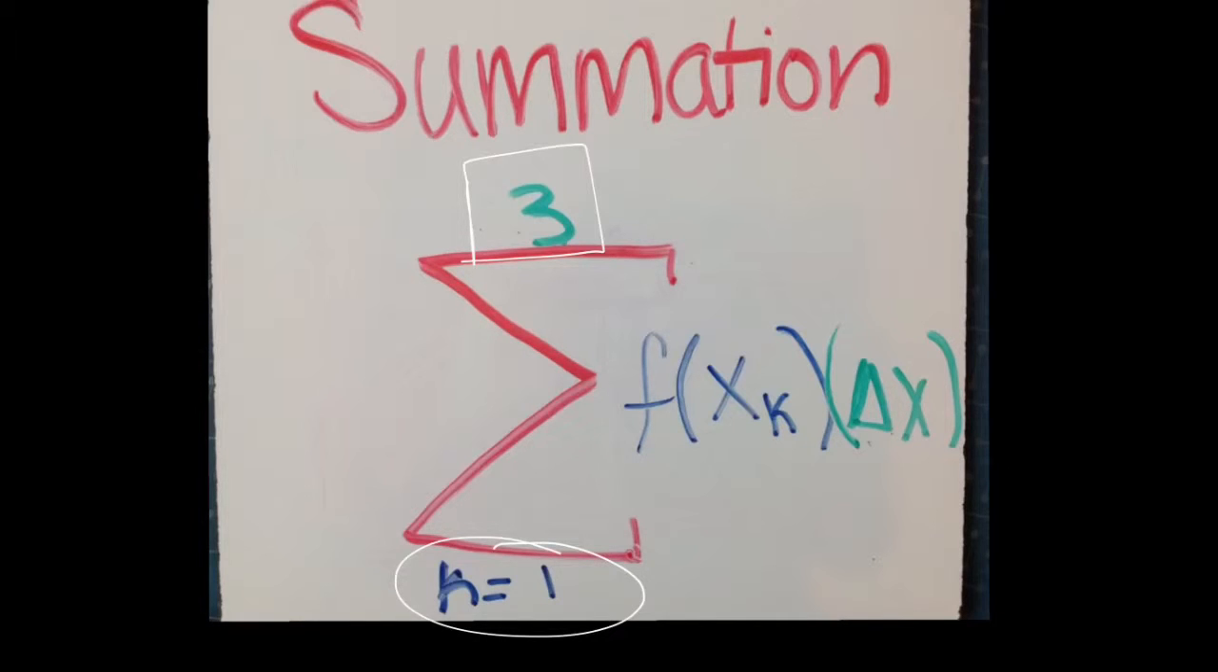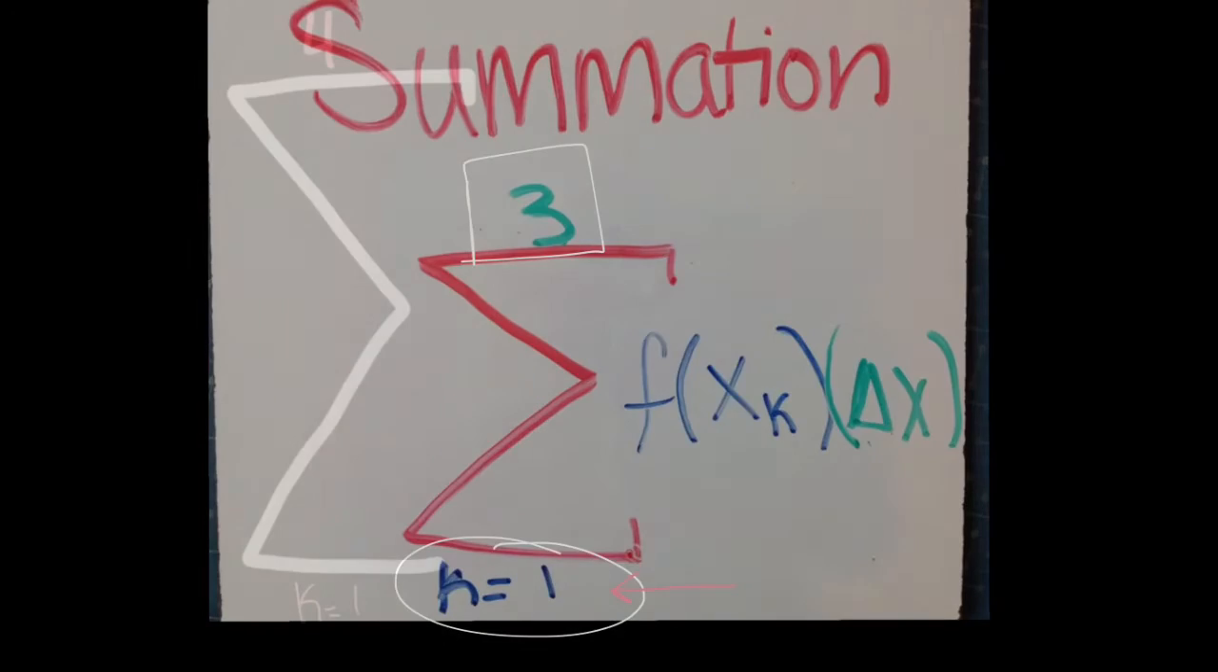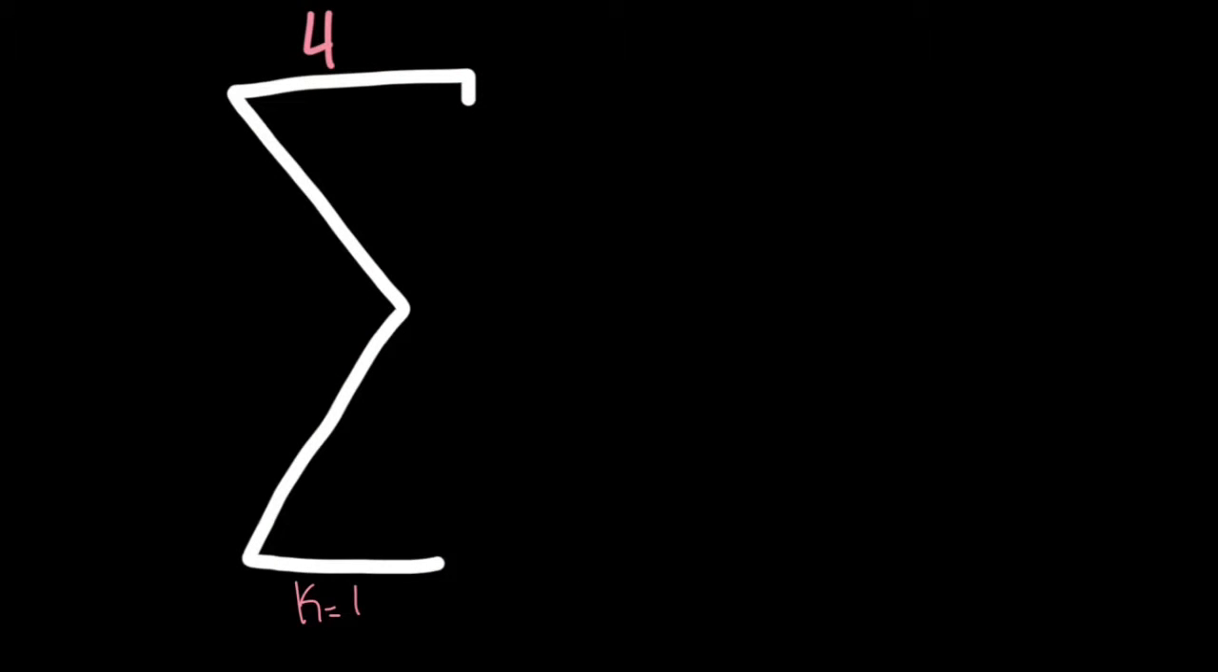First and foremost, for right endpoint rectangles, the index under the sigma is always k equals 1. We are left with the index above the sigma. Because 3 is where our rectangles end on the x-axis and it is our 4th value, we will use 4 as our index above the sigma. Now that we have the indices, we need our argument.